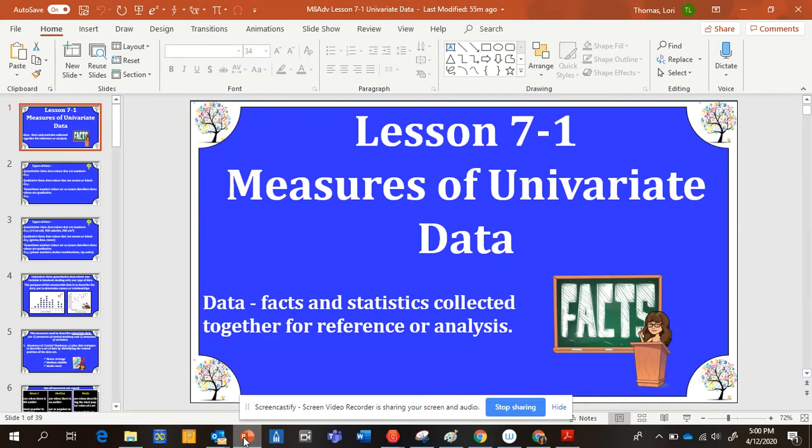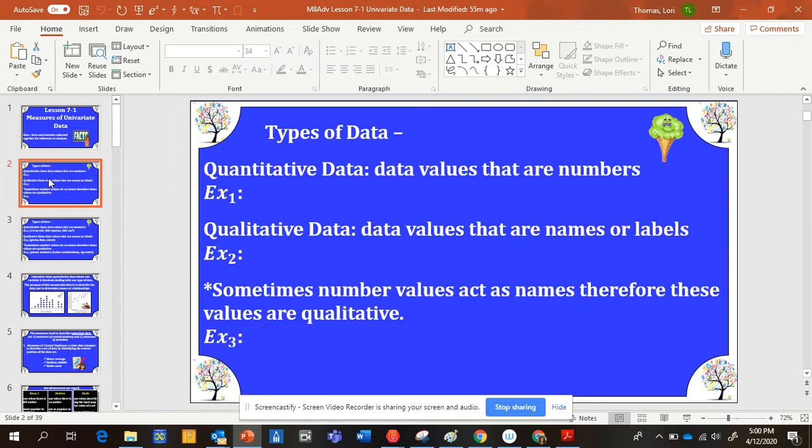In this video, we're going to talk about measures of univariate data. Univariate just means one variable. First of all, let's talk about the two types of data that we can collect, quantitative and qualitative. So again, at any time that you need to pause the video, please pause to write these definitions in your notebook.